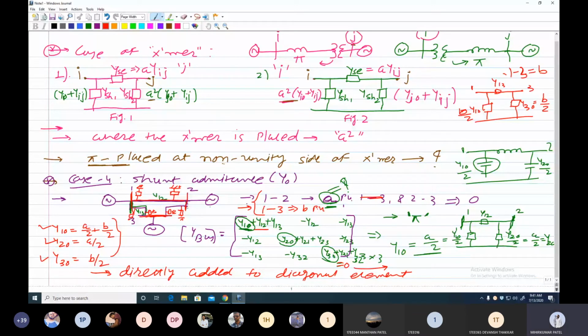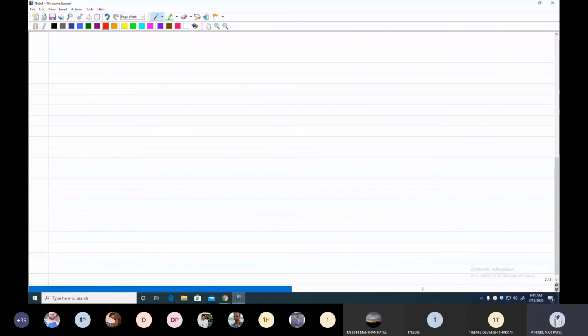Now, the next case is case number 5. Case 5: the case of mutual coupled transmission line.